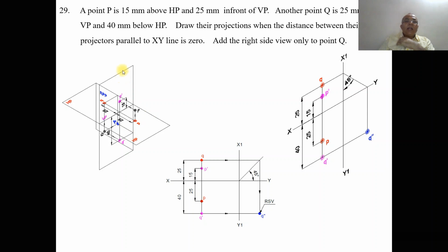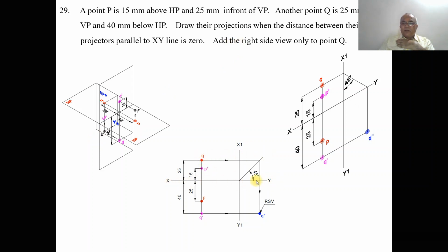So this is how we can see it. Also he says that the distance between the projectors measured parallel to the XY line is 0. So that means the projector of P and the projector of Q both will lie on the same line. So that is the reason why you are getting these two on the same line. But the distance with respect to the profile plane is not given, so you can take any distance here.